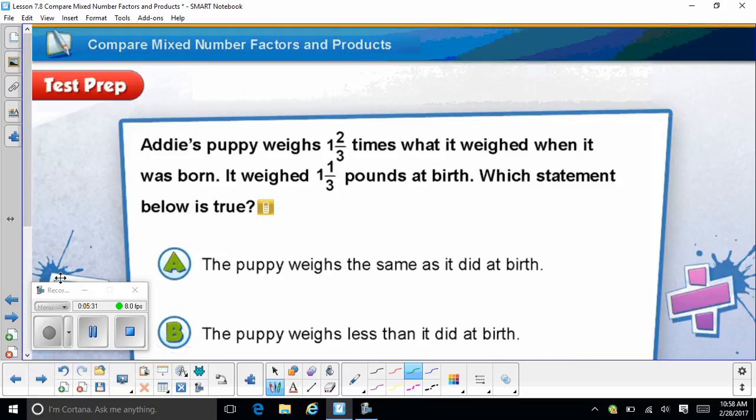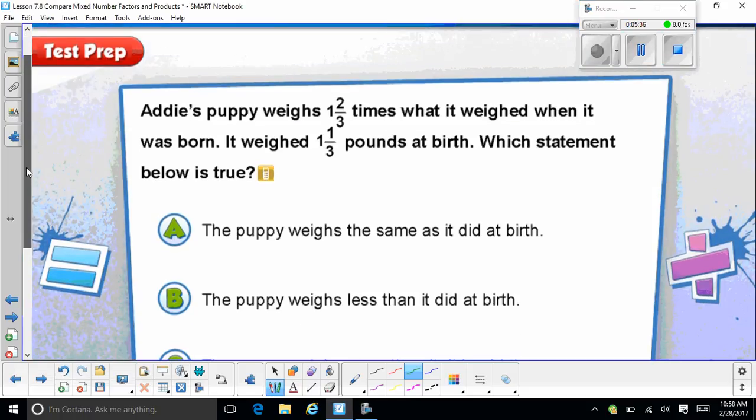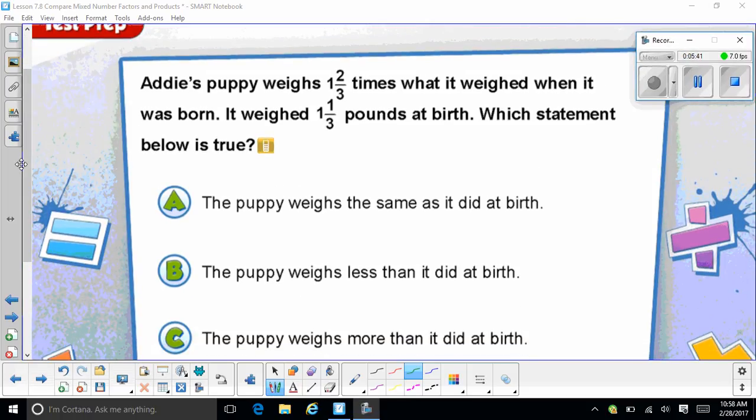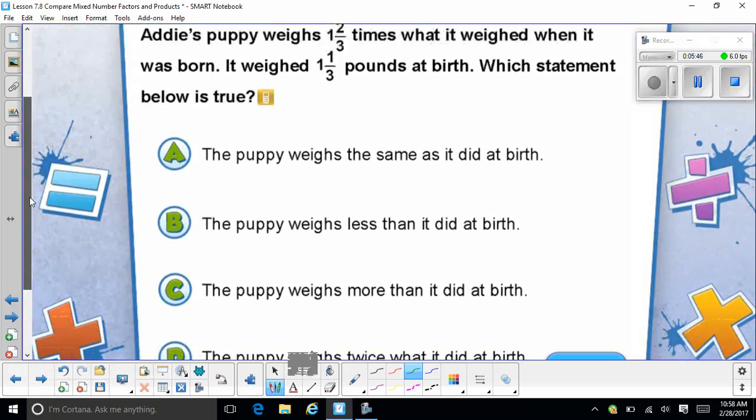What you're going to do now is get your math notebook and copy down our test prep question for today. This is putting everything together that we've learned so far and applying it. You're going to copy down the question. Addie's puppy weighs 1 2/3 times what it weighed when it was born. It weighed 1 1/3 pounds at birth. Which statement below is true? You're going to set up your information. As you see, keywords circled, underlined, and you're going to select the statement that is correct. Once you have that copied down, continue to hit play.